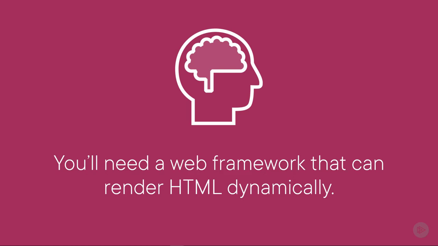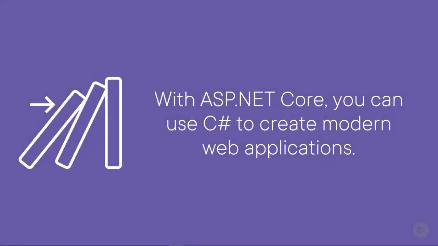And to generate that dynamic HTML, you'll need a web framework that generates that HTML for our users. That framework will run on the server, so on the back end. ASP.NET Core is such a framework. Using ASP.NET Core as our backend web framework, we can use C# to create powerful, modern web applications. And the goal of this course is learning the ASP.NET Core framework.